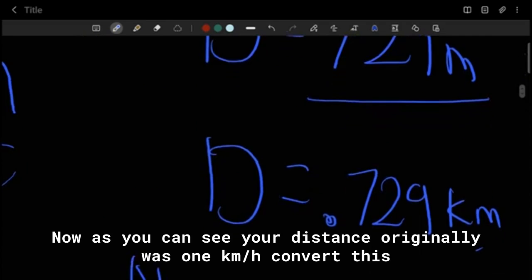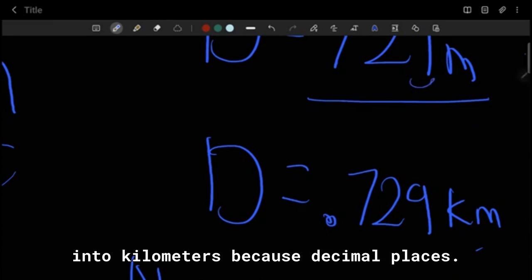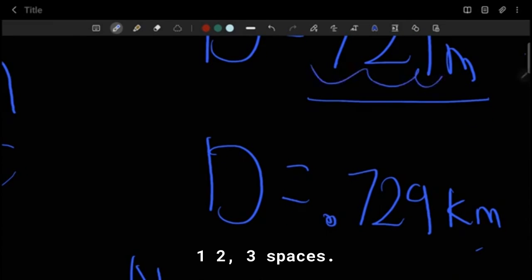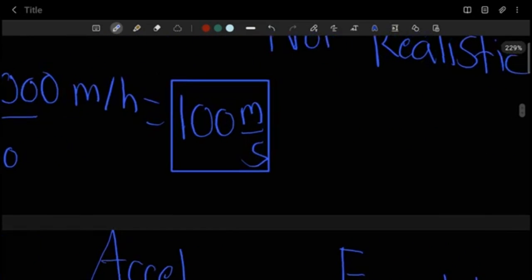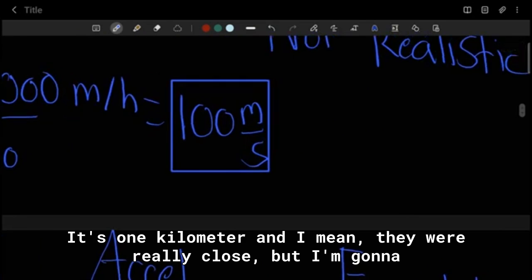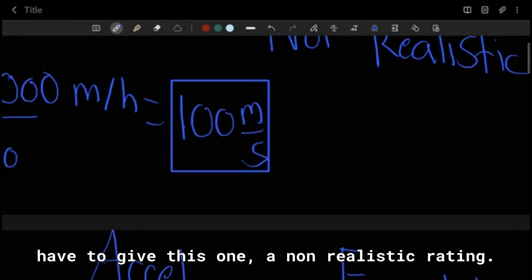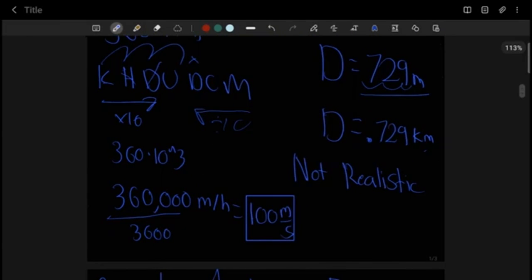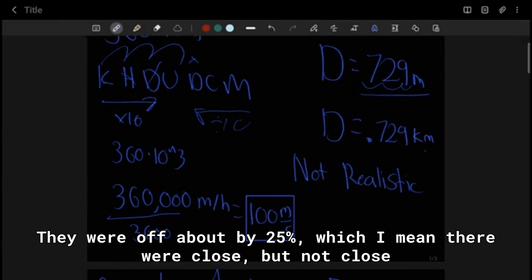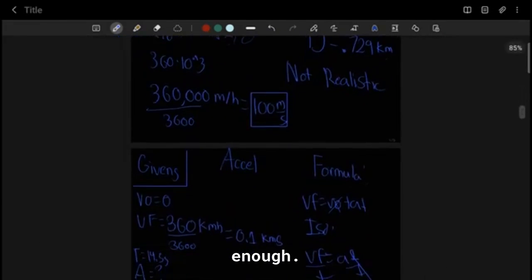Now, as you can see, our distance originally was 1 kilometer. Convert this into kilometers, because decimal places 1, 2, 3 spaces, it's 0.729 kilometers. Is that realistic? I don't think so, because it's 1 kilometer. They were really close, but I'm going to have to give this one a non-realistic rating. It saddens me to say this, very sad. They were off by 25%, which I mean, they were close, but not close enough.